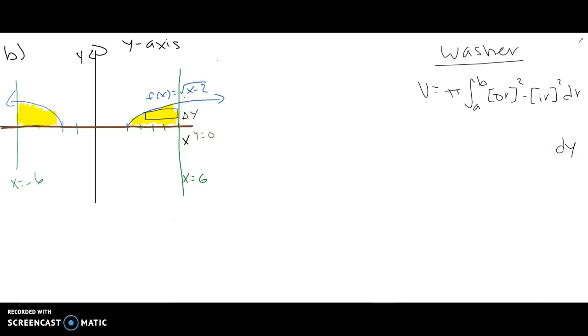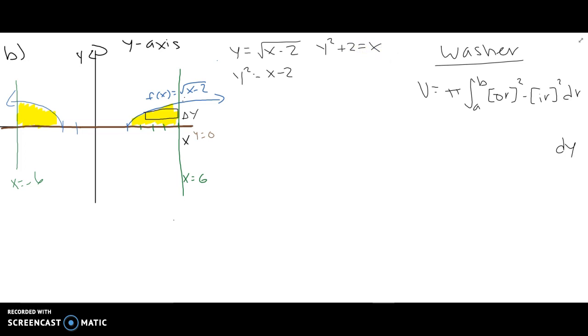So now let's look at the function given to us, and that is y equals square root of x minus 2, right? And now we need to rewrite that in terms of y, x in terms of y. So let's square both sides. We get y squared equals x minus 2. And then I'm going to bring it up to the right here, and we get y squared plus 2 equals x. Right? So that's a new function that we use.